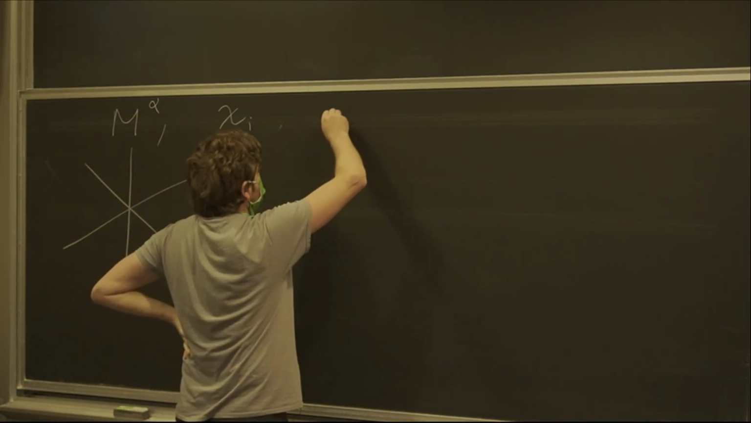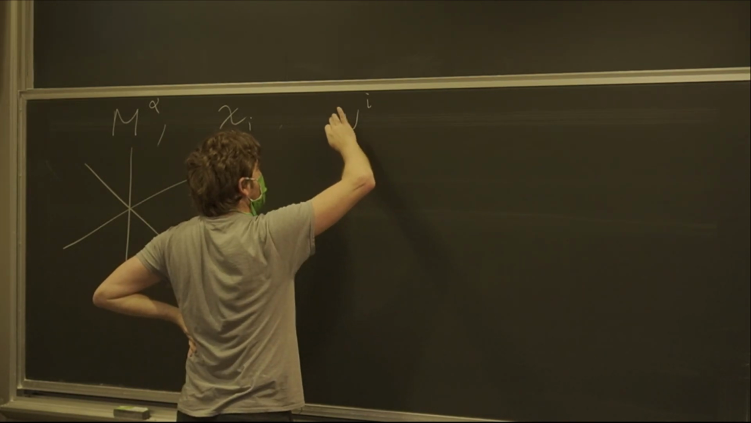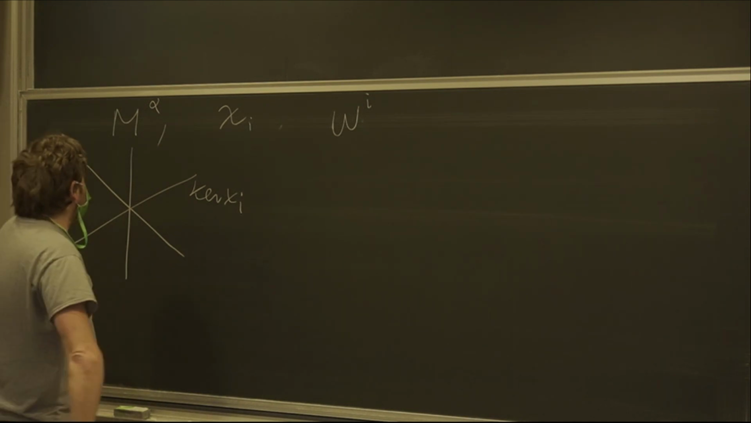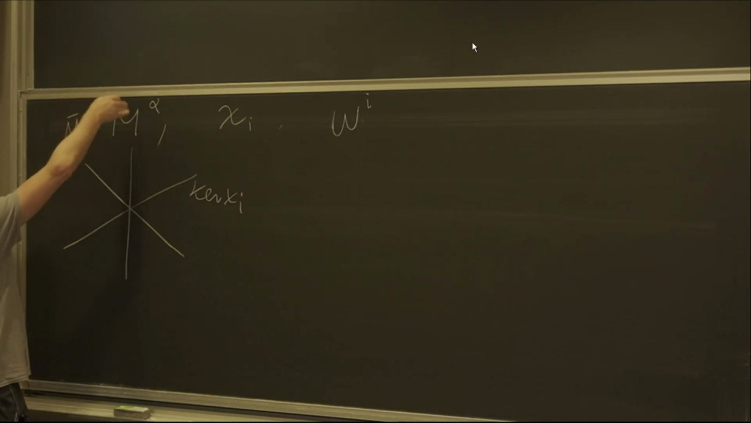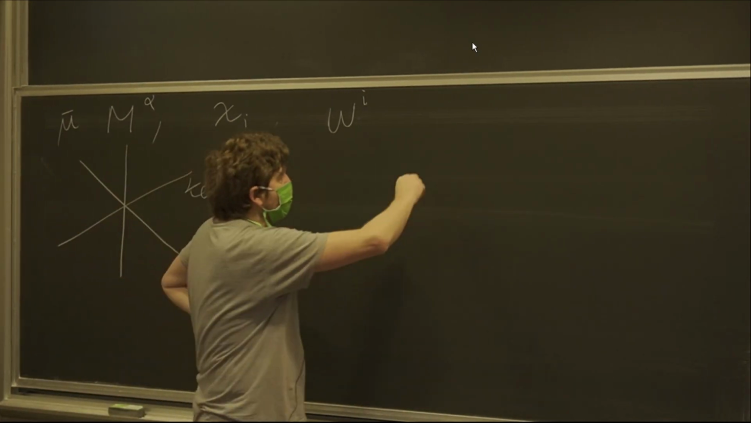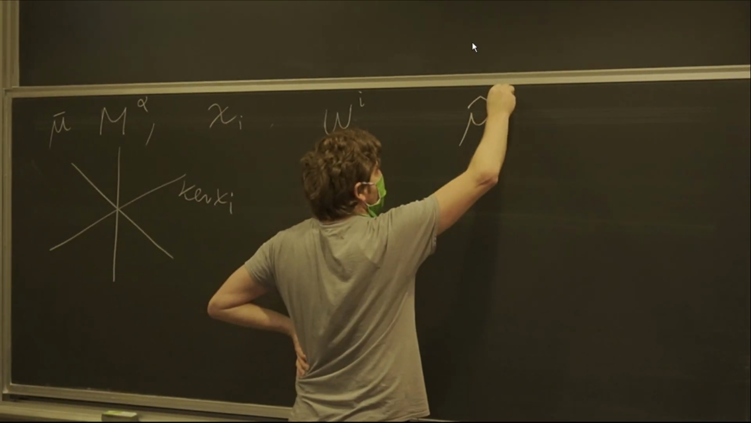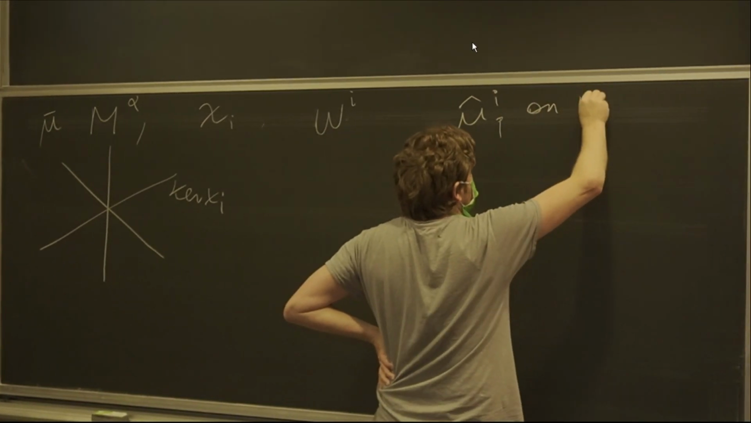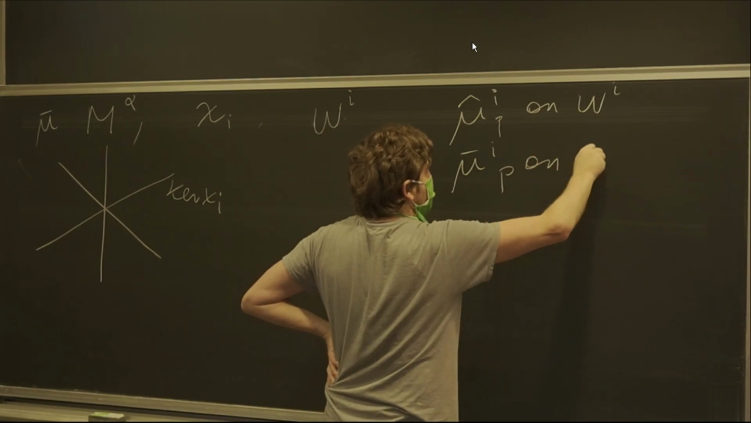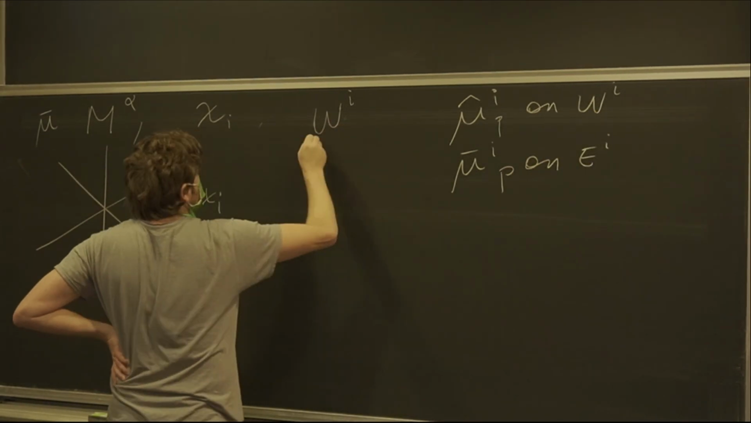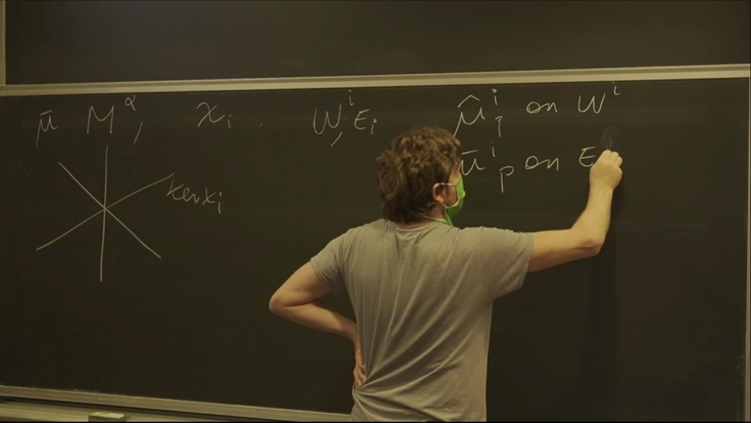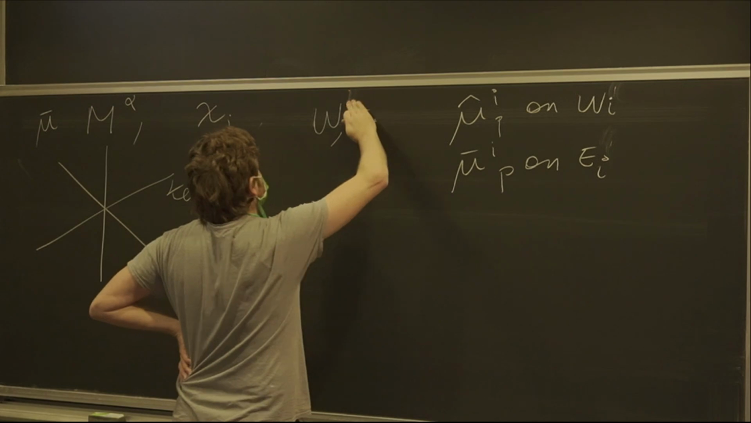We have the spaces A_i, and more important, the manifolds W_i, which here are all one-dimensional. We have our measure mu bar, which comes from the measure mu on M. And we have the decompositions mu hat_i^P on W_i and mu bar_i^P on E_i. The spaces E_i.